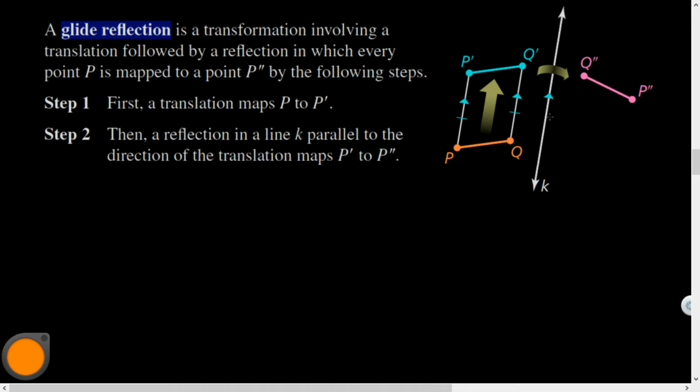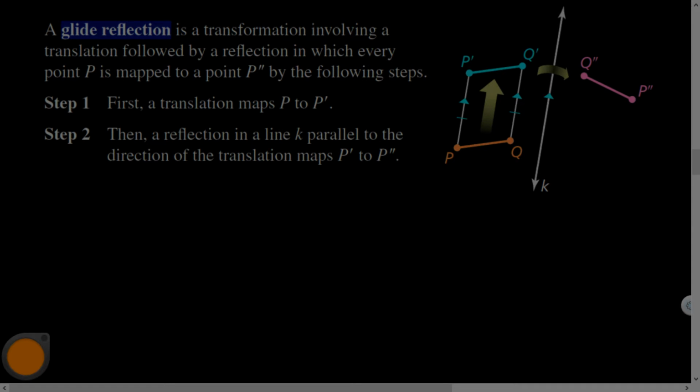It looks as though they happen to choose all parallel vectors with the line of mirror. And then it says, yeah, reflection in line K parallel to the direction of the translation. Yeah, so glide and flip, and glide and flip. There we go. So there you go. That's not that bad. Let's do a glide reflection.